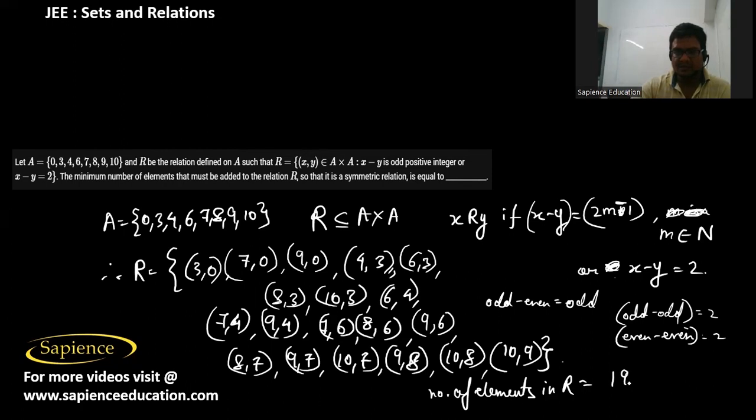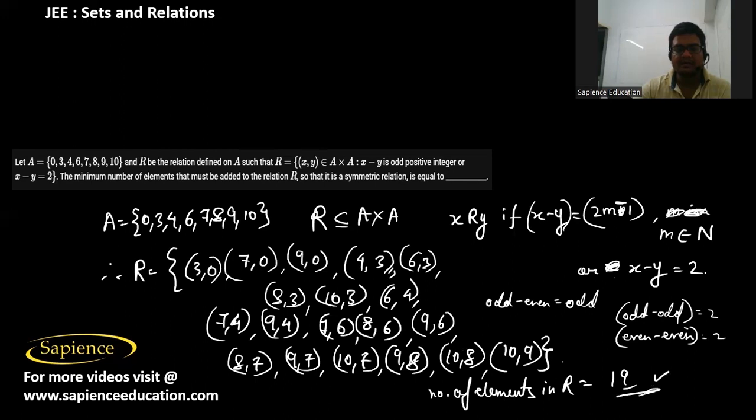So there are 19 elements in the relation R. So we have to make R a symmetric relation. So it means that (0, 3) is not there, (0, 7) also is not there, (0, 9) is not there, (3, 4) is not there, (6, 3) is not there. So it means that 19 elements only we have to add.